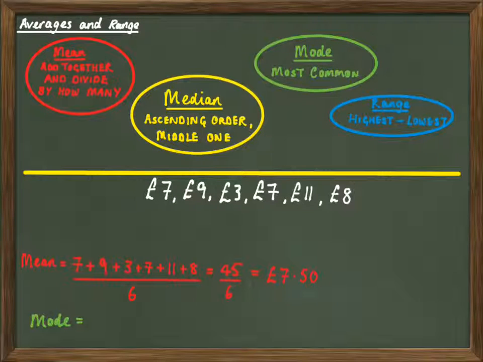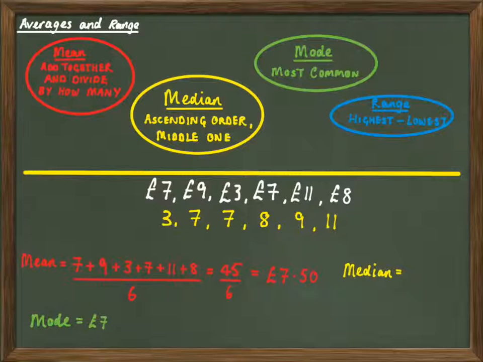Just looking at the numbers, 9 occurs once, 7 occurs twice, 3 occurs once, 11 occurs once, 8 occurs once. So the only one which occurred more than once was the 7, so my mode is £7. Nice and easy. Median then. First of all, you have to put them in order. So underneath, I'd start with the lowest and you just rewrite them perfectly in line until you get to the highest and you've used them all. So 3, 7, 7, 8, 9 and 11, I've put them in order.